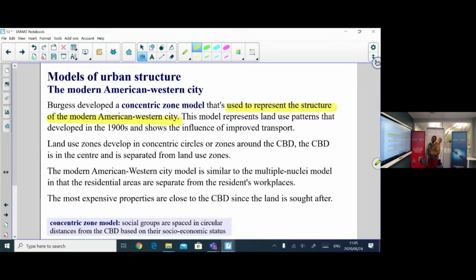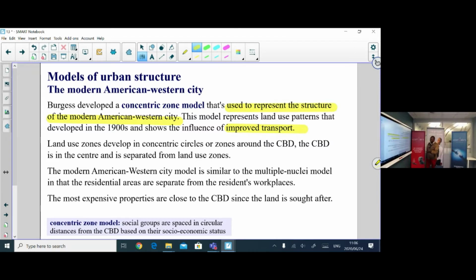This model represents land use patterns and developed in the 1900s and shows the influence of improved transport, just like the one we were looking at yesterday, though the transport was not as improved as the one that was developed in 1945. Land use zones develop in concentric circles or zones around the CBD. The CBD is the center and is separated from the other land use zones.